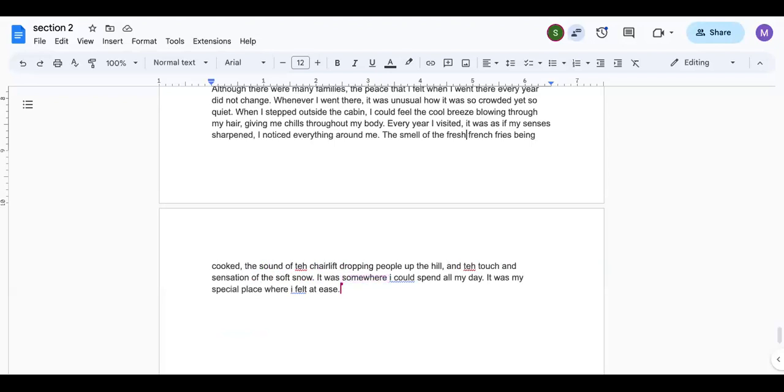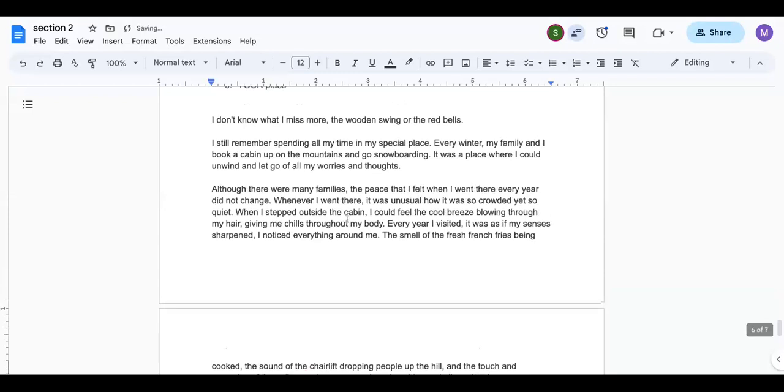Okay, I'm done. Okay, yeah. Wait, let me just fix the spelling errors. One thing I can see right here is that you're changing tenses. You're moving from past to present, present to past, past to present to past again and again. So although there are many families, the peace that I felt when I went there every year did not change. One thing you need to keep in check is that if you're saying I felt when I went there, you've said that you went there once, right?